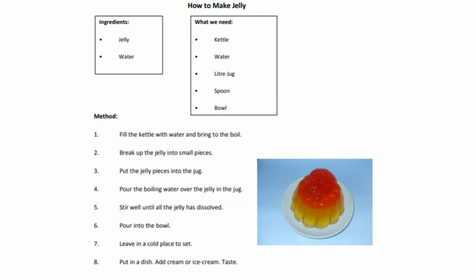Let's have a look at another procedure, this time one written by somebody in 2nd class. How to make jelly. Ingredients: jelly and water. What we need: kettle, water, liter jug, spoon, bowl. Method. 1. Fill the kettle with water and bring to the boil. 2. Break up the jelly into small pieces. 3. Put the jelly pieces into the jug. 4. Pour the boiling water over the jelly in the jug. 5. Stir well until all the jelly has dissolved.